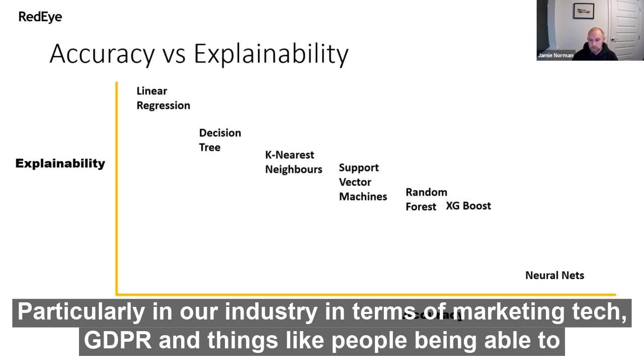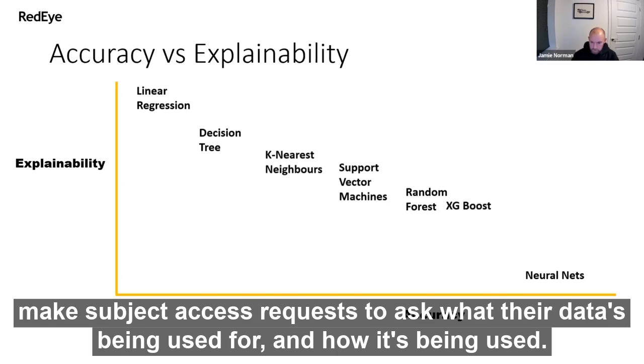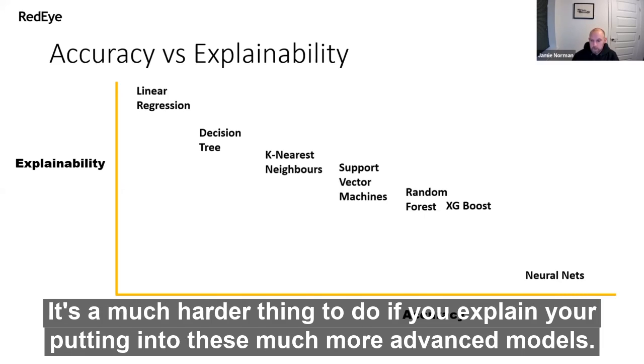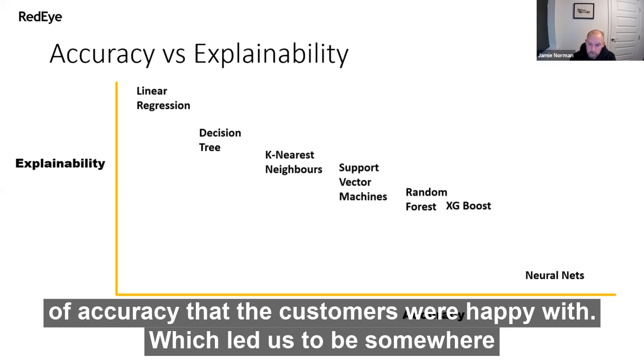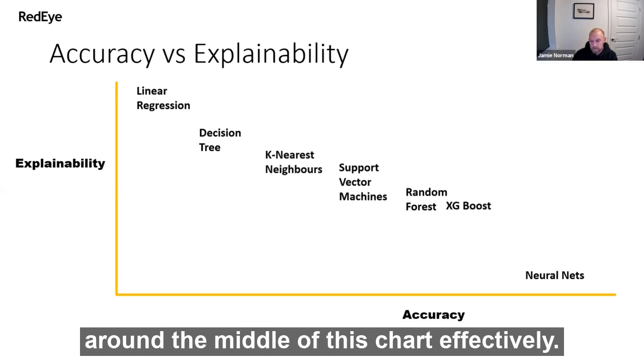Particularly in our industry, in terms of marketing tech, there's GDPR and people being able to make subject access requests to ask what the data is being used for and how it's being used. It's a much harder thing to do if you're putting things into these much more advanced models. So we had to find a balance of picking a model that was easy to explain but gave a degree of accuracy that customers were happy with. So it led us to being somewhere around the middle of this chart, effectively.